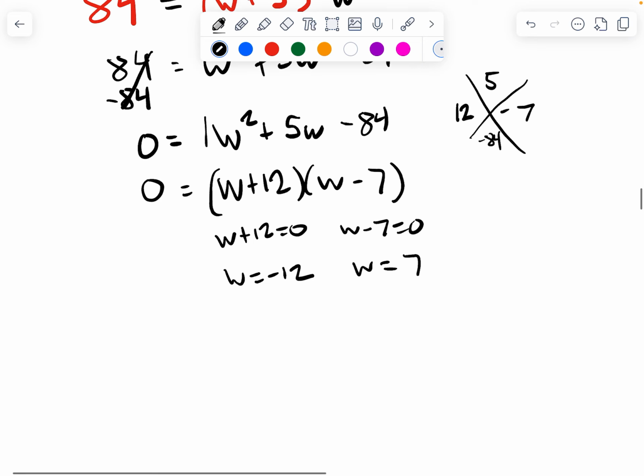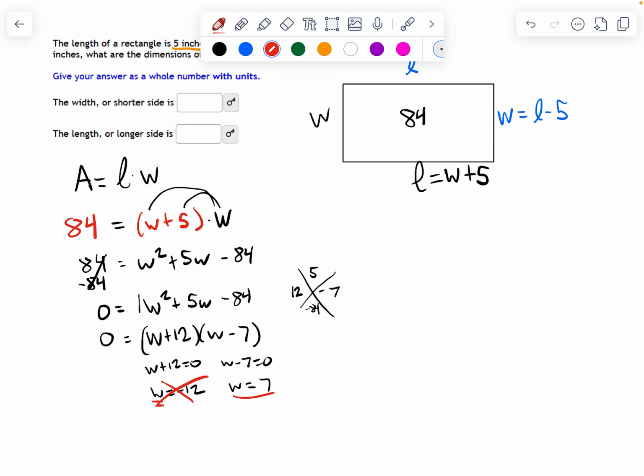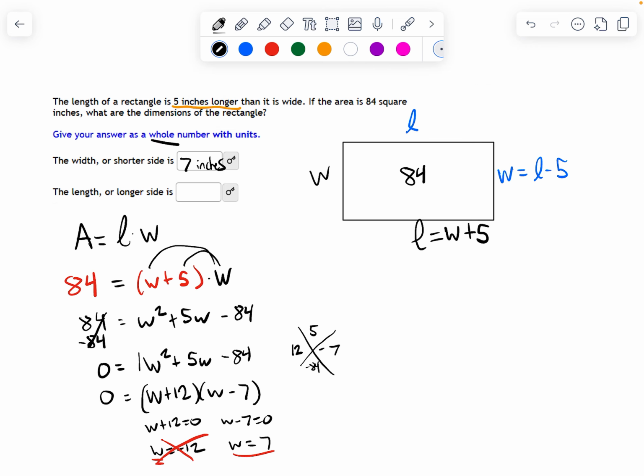Now, keep in mind, we're talking about the width. That's what our W stands for. Can you have a negative 12 inches as a width? No, it doesn't make sense, right? Distances, measurements cannot be negative. Negative 12, that answer is not a valid answer. Now, 7, absolutely valid. Sure, makes sense. Now, I know that my width is 7 inches. All right. Now, it wants us to put a whole number, 7's a whole number, yay, with units. So make sure you put inches into your answer blank as well.